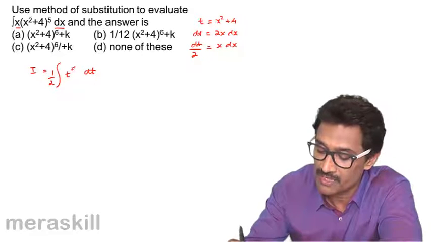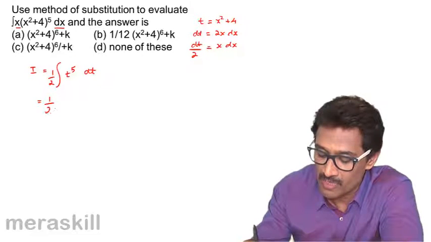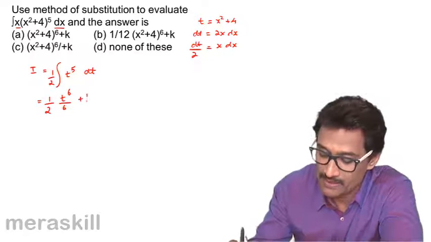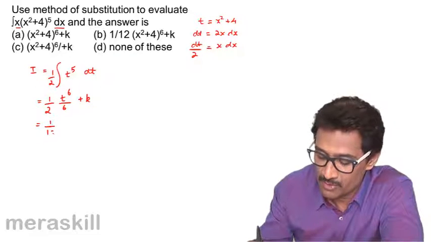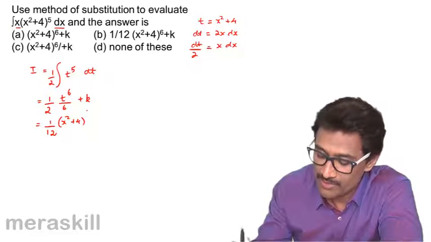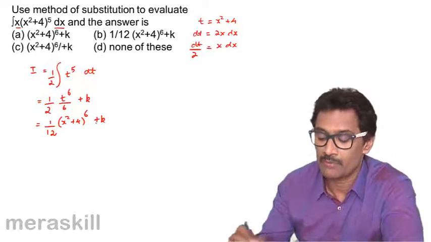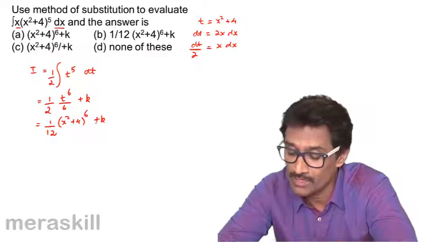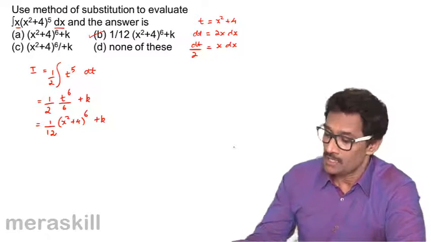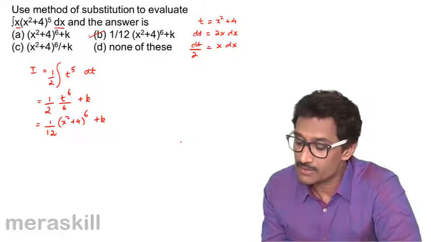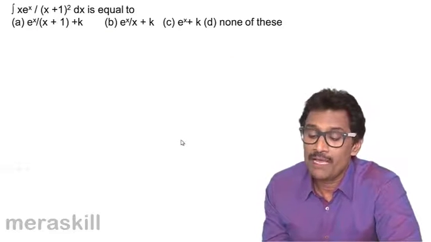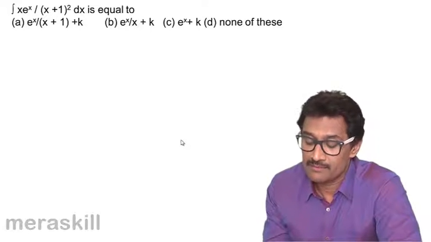So it's going to be t raised to 5. So it's going to be half into t raised to 6 upon 6 plus k, which would be 1 by 12 t raised to 6, which is x squared plus 4 raised to 6 plus k. So it's 1 by 12 (x squared plus 4) the whole raised to 6 plus k. So it's option number B. Okay, so do we have it right? Yes, of course.